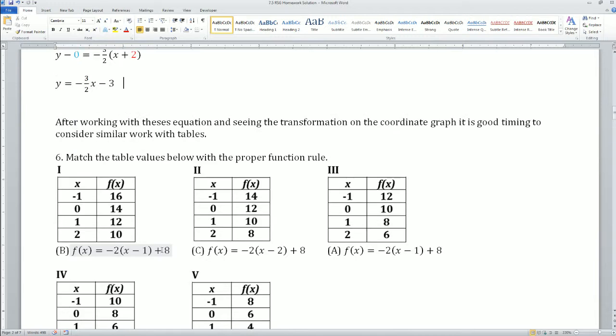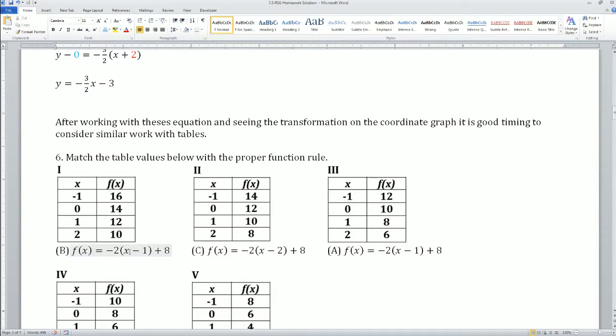Next, after working with these equations and seeing the transformation on the coordinate graph, it is good timing to consider similar work based on the table. Match the table values below with the proper function. Here, we saw that it's going from 16, 14, 12, and 0. You saw that it is decreasing in an arithmetic sequence by 2.